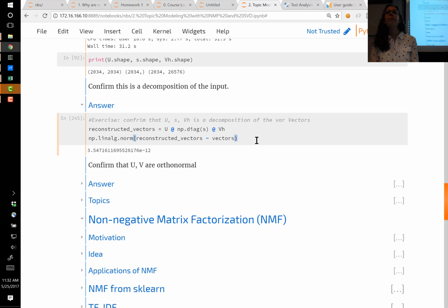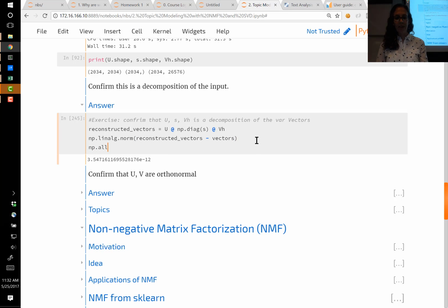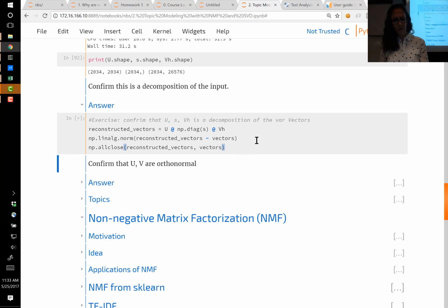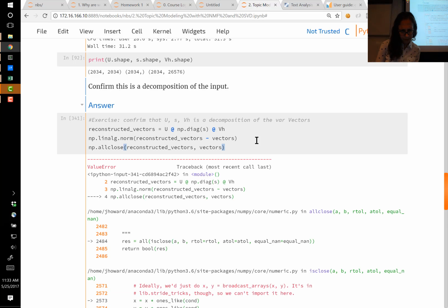And then actually, oh, yes? Could you also use np.allclose? Yes. Yeah, let me do that. Normally I prefer np.allclose, so I'm kind of surprised that I did this subtraction here. Let me do that too.